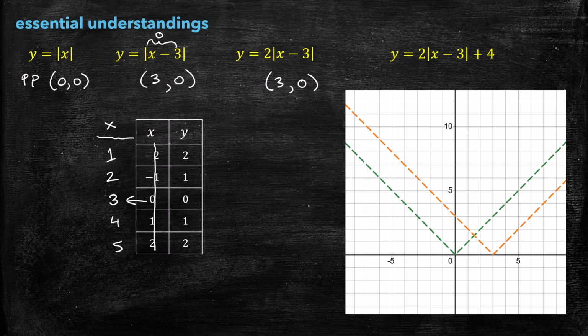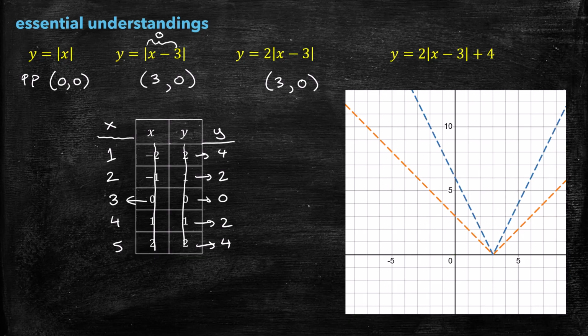But every other y value is going to get multiplied by 2. So this will become 2, this will become 4, 2, 4. And that's our latest set of y values, and that's going to look like that. So same pivotal point, but the slopes of the lines here now are 2 and -2, where they were 1 and -1 before. So that's the vertical stretch of 2.